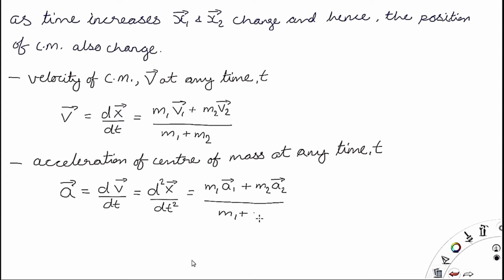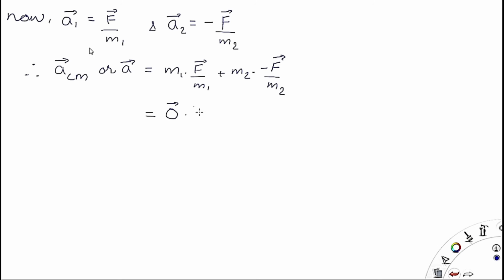That's why A1 is equal to F by M1 and A2 is equal to minus of F by M2. So when you put these in the acceleration formula of the center of mass, you get the value as 0. So a null vector or zero vector has been obtained.